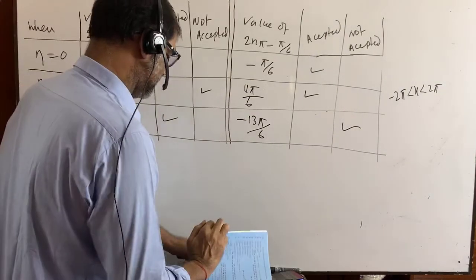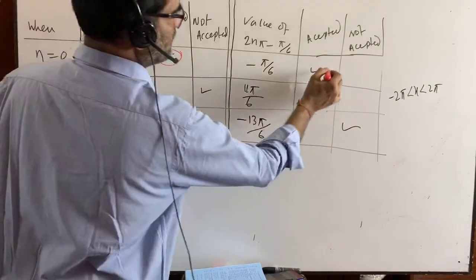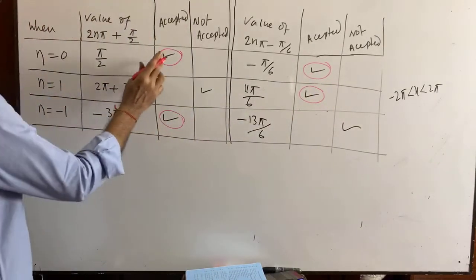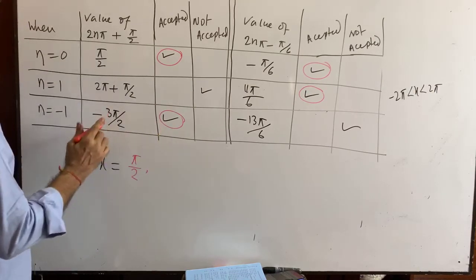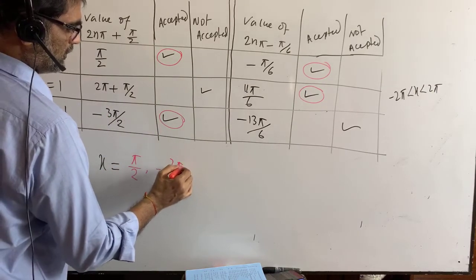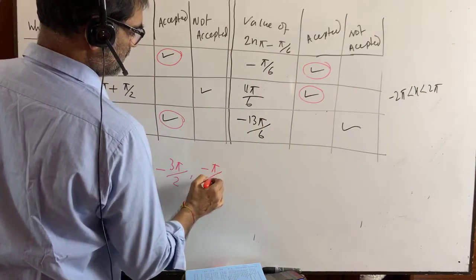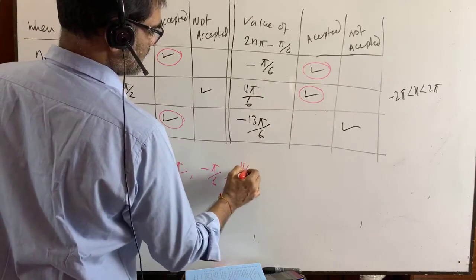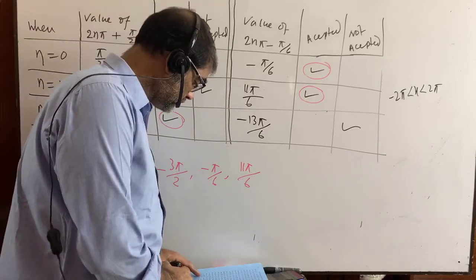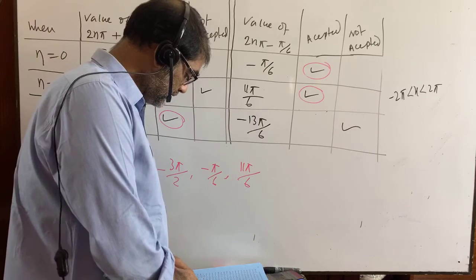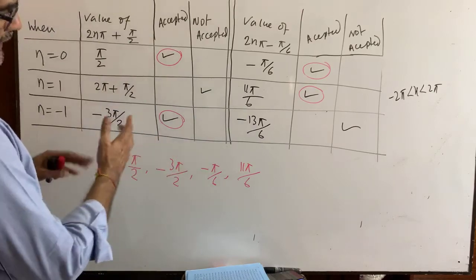What is accepted here? You will give emphasis on this part. It is accepted. So x equals pi by 2, write down pi by 2, x equals minus 3 pi by 2, and when minus pi by 6, then 11 pi by 6. Let's see the answer. Yes, we are absolutely right, and this math is done.